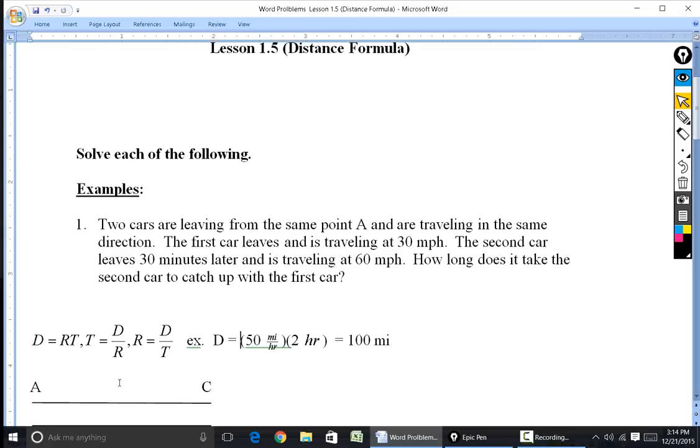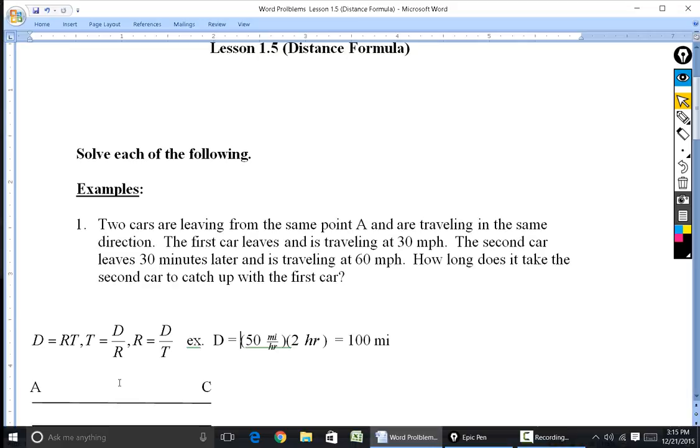Okay, so they both start off from point A. That could be a town or somebody's house or whatever. And then the first car takes off at constant speed, 30 miles per hour. So it goes on this line here. Okay, 30 minutes passed, or 1/2 hour. 30 minutes is 1/2 an hour. 30 minutes passed, and then the second car takes off, going faster. So obviously it's going faster, so eventually it's going to catch up. The question is, how long does it take?